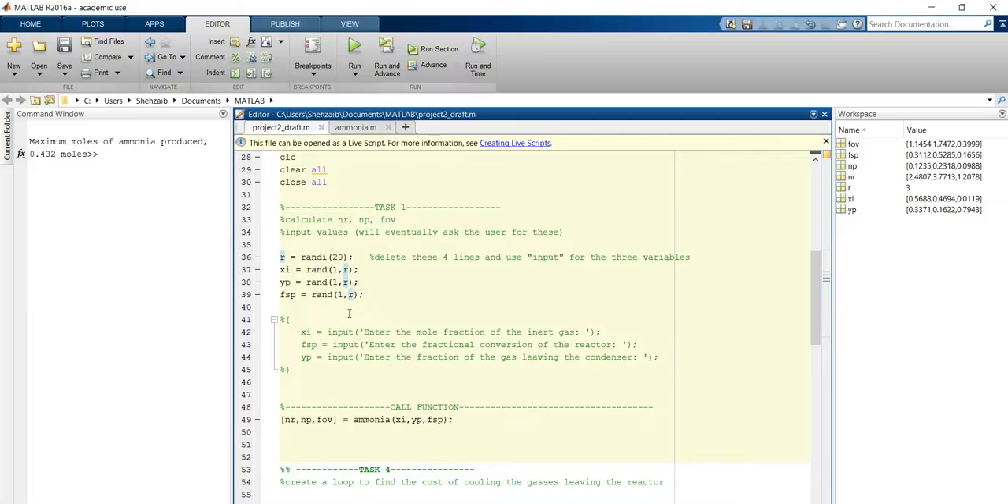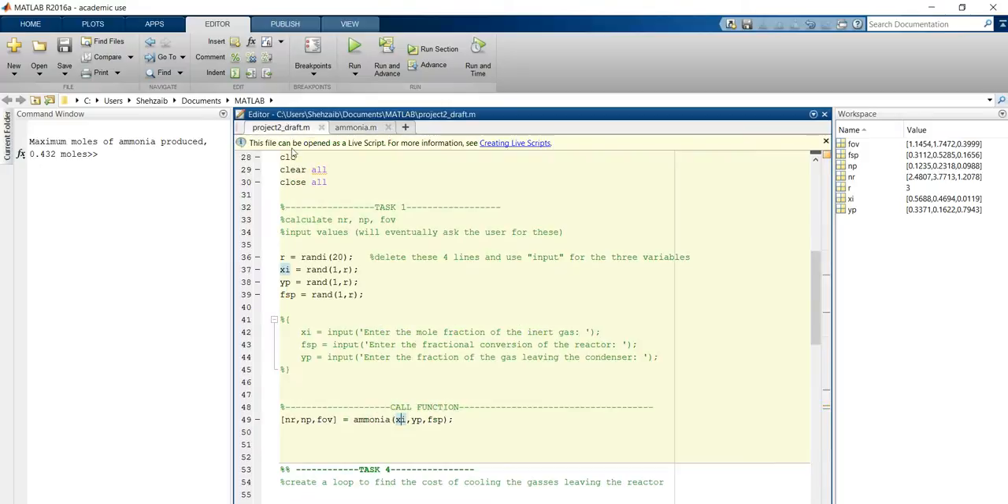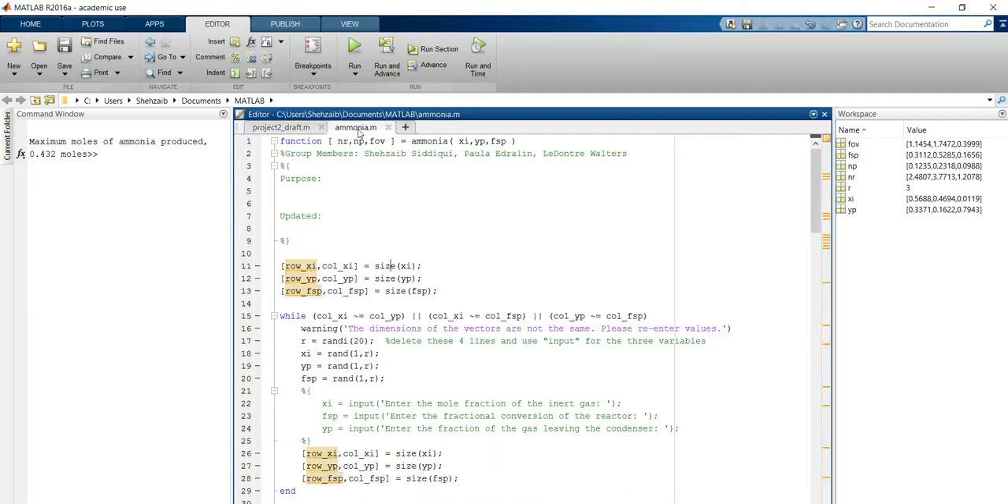So from our code, once the user enters the values, we send those values into our function called ammonia. In the function, the first thing the function does is check the size of the values entered by the user. Now in our case, right now, the number of columns will be the same because it's random, but a user can enter different sizes. They can make a mistake. They can enter 2 columns for one, or 3 columns for one, or they can vary in the size.